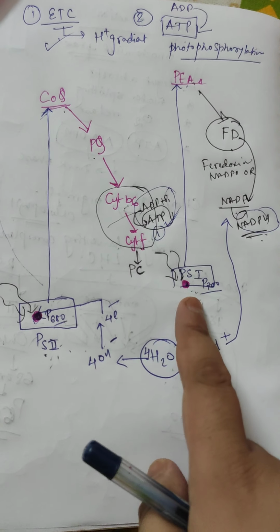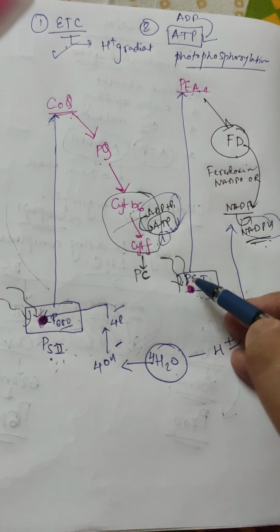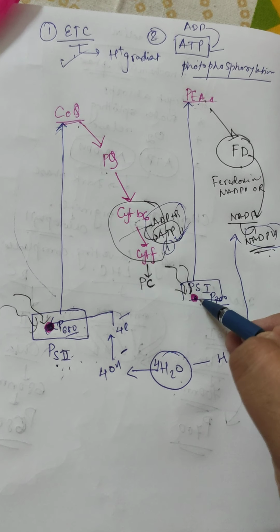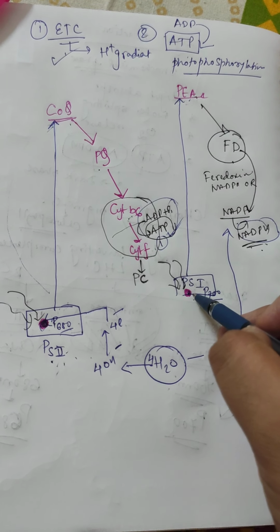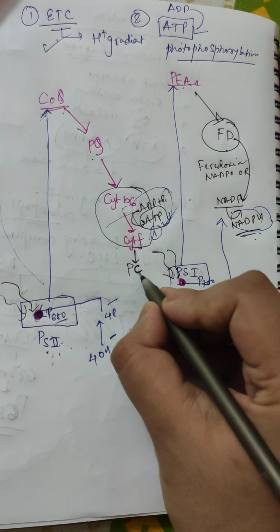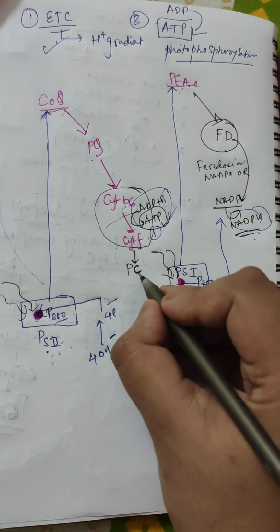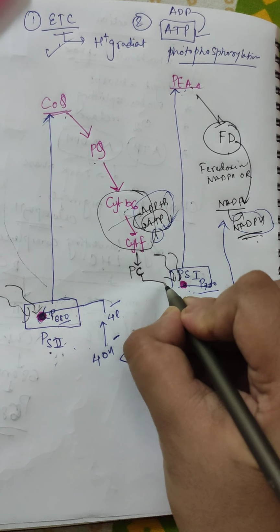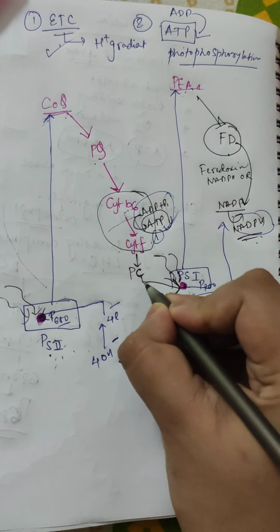Now there is a hole in photosystem 1 too. How is this electron hole in photosystem 1 filled? The electrons which were donated to plastocyanin get donated over here.